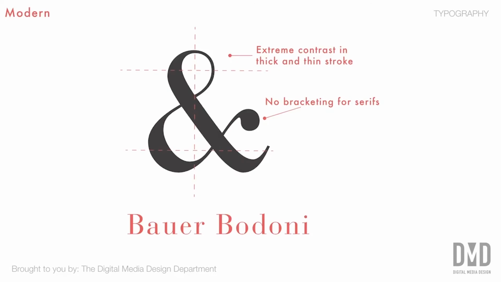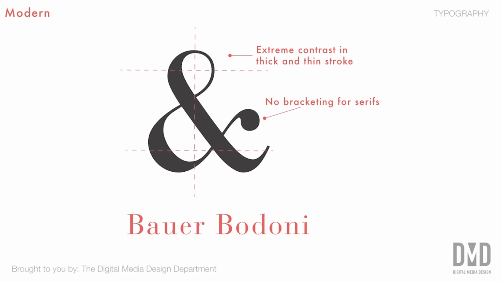Now we have Bodoni, which is classified as a modern serif typeface. You'll see it has extreme contrast between thick and thin strokes of the letter forms. And now the emphasis is horizontal and vertical. There's no bracketing for the serifs either.